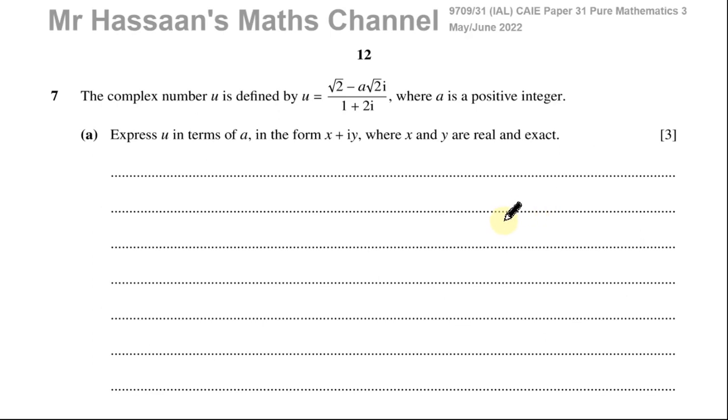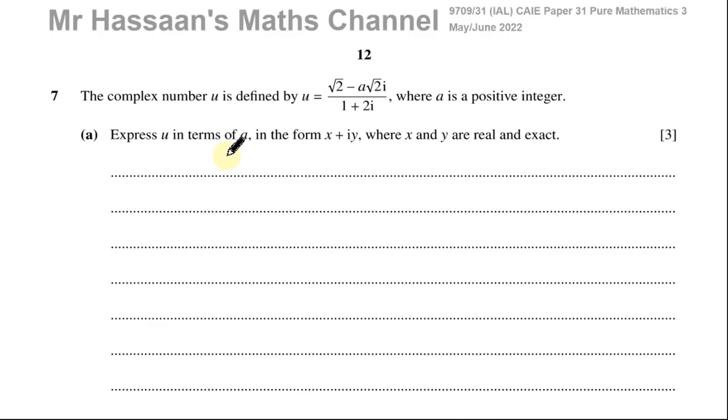Okay, welcome back. This is Mr. Hassan's Maths channel. I'm now answering question number 7 from the May-June 2022 Pure Mathematics P3 paper from Cambridge 9709, and this is variant 1, paper 3-1. This question is about complex numbers, and one of my students has asked me to answer 7 part C. Of course, as usual, I will go through the whole thing for those of you who might need that.